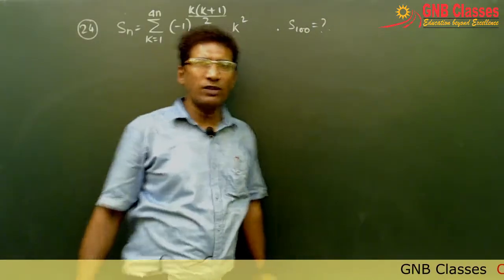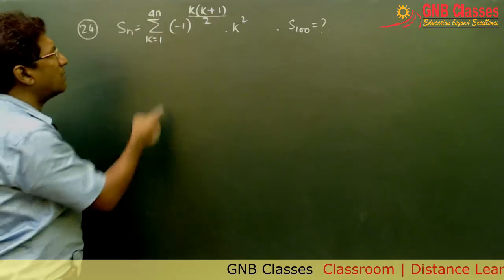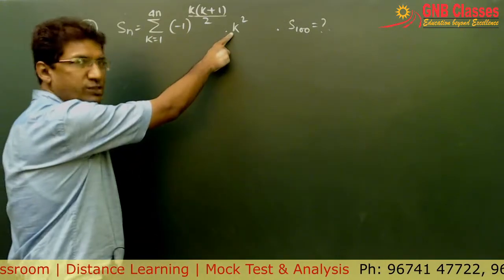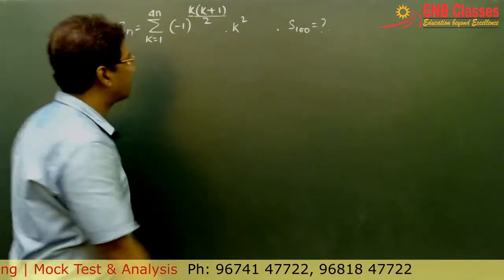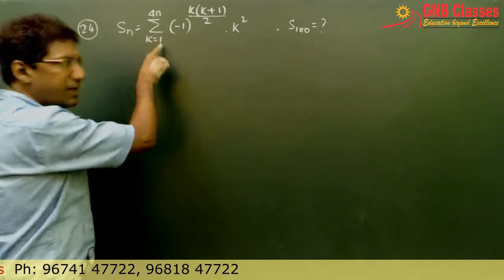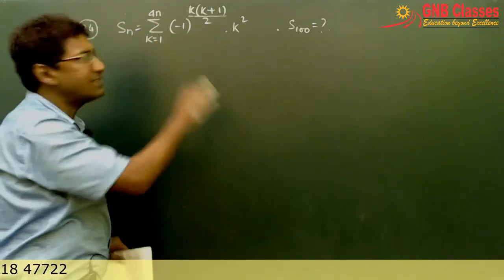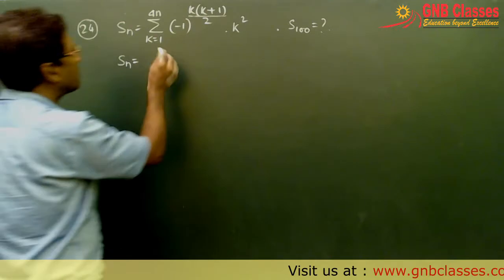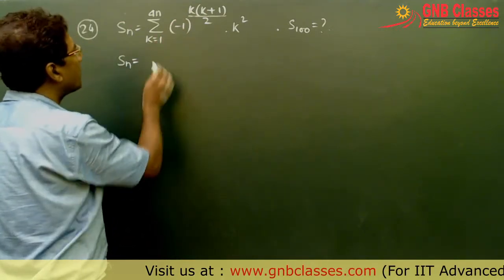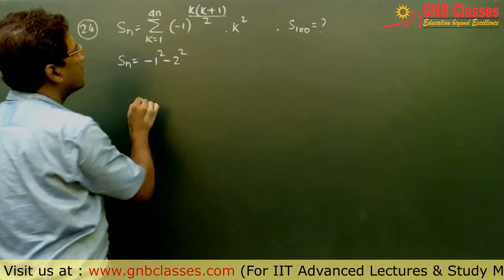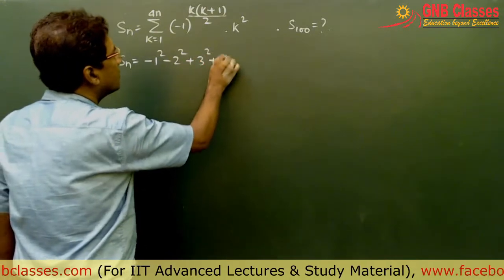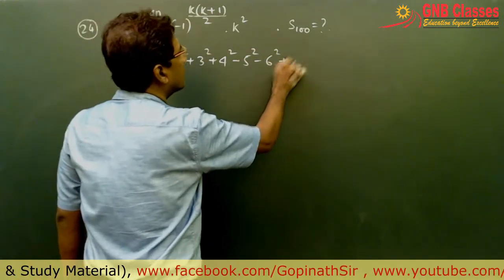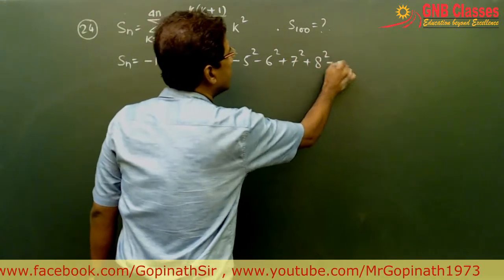Now in question number 24, they have given, if Sn is the sum over k from 1 to 4n of (minus 1) to the power k(k+1)/2 into k square, we have to find out the value of S100. So in place of k, I am putting 1, 2, 3, 4 till 4n. That is, I am just expanding the sigma sign. So what are we going to get for Sn? Look carefully. In place of k, if I put 1, we are going to get this, and this thing goes on.